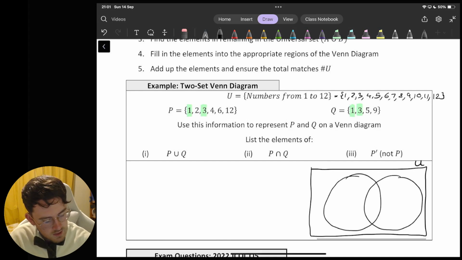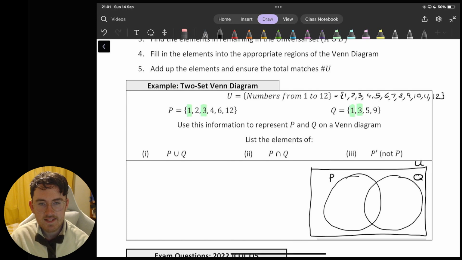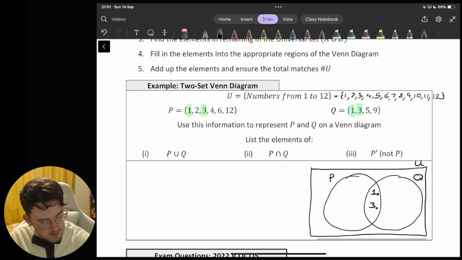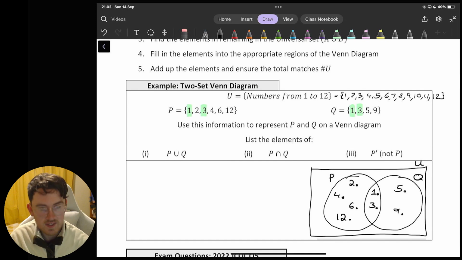We're going to start with the section in the very center, because that is the section for the intersection. That is where the two sets cross over. Anything I put in here is going to be in both circles, so both sets. So for us here, that needs to be 1 and 3. They're in both sets, we need to include them both there. The next thing I would do then is look at the elements that are left over in the set. So for P here, that's 2, 4, 6, and 12, and for Q, that is 5 and 9.